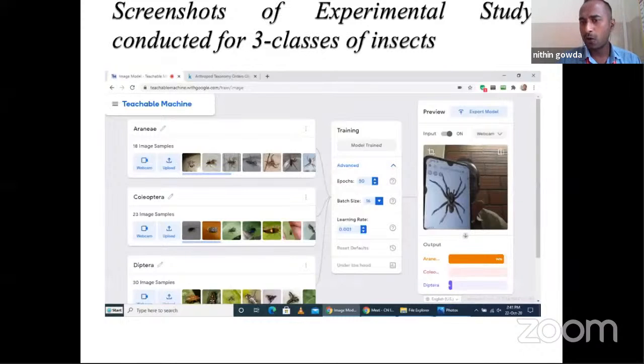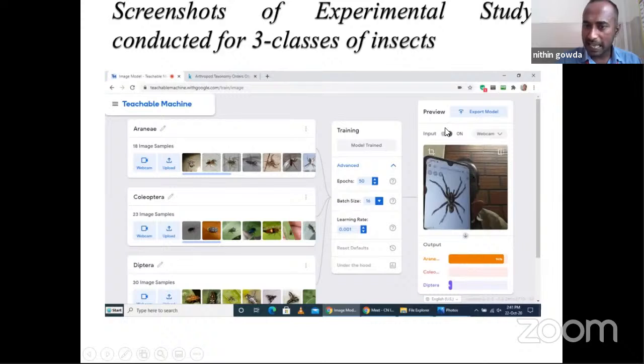Similarly, I have conducted a simple test. I don't know how many of you know about the Teachable Machine platform, where you can develop a simple machine deep learning model without using any programming language. Just give the samples, train the model and classify it. Here I have used 3 classes of insects: Arachnida, which is nothing but spiders, Coleoptera, which are harmful insects, and Diptera, which is Bactrocera dorsalis.